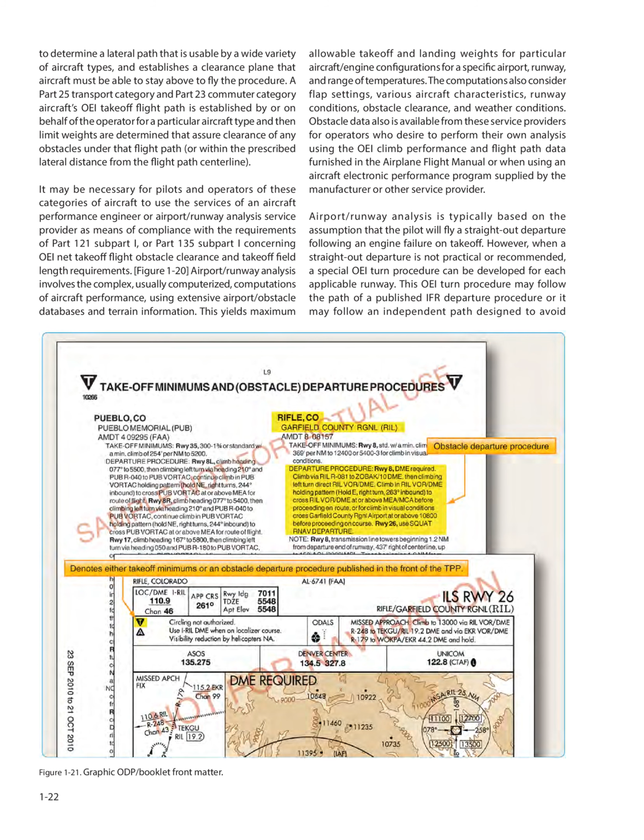Figure 120. Airport/runway analysis involves the complex, usually computerized, computations of aircraft performance, using extensive airport/obstacle databases and terrain information. This yields maximum allowable takeoff and landing weights for particular aircraft/engine configurations for a specific airport, runway, and range of temperatures. The computations also consider flap settings, various aircraft characteristics, runway conditions, obstacle clearance, and weather conditions.